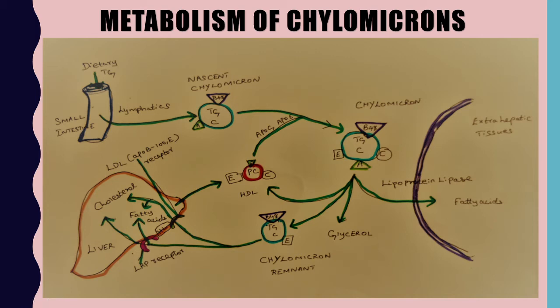These free fatty acids will undergo beta oxidation in the extrahepatic tissues to provide energy for the muscles, or they can be re-esterified into triglycerides and stored in the adipose tissue. So this is the fate of this triglyceride.